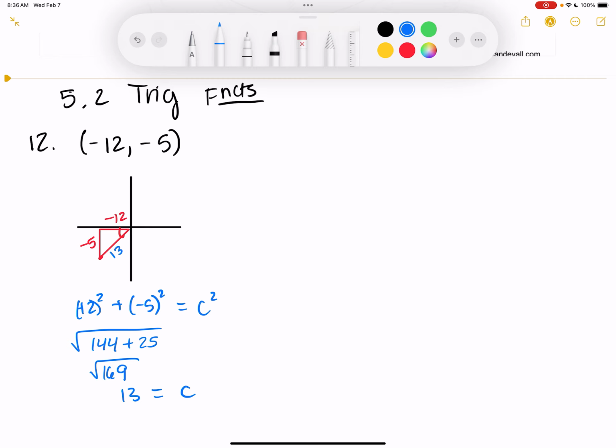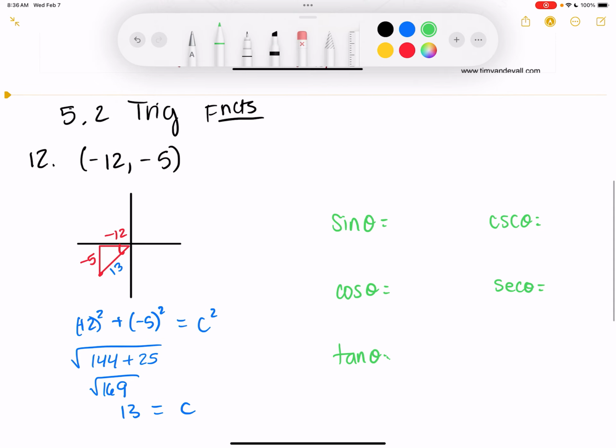So now I'm going to set up all 6 trig functions. I set them up this way on purpose because this is the function and its opposite. The opposite of sine is cosecant, the opposite of cosine is secant, and the opposite of tangent is cotangent. So when I find these 3, all I have to do is flip them upside down, and I have the other 3.